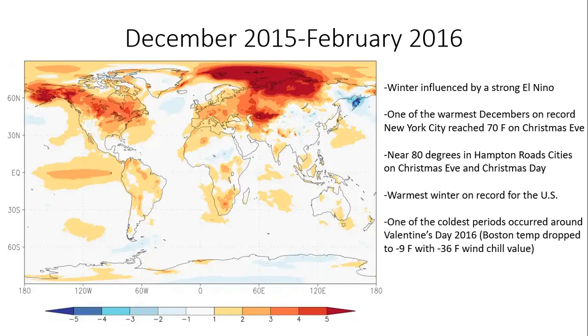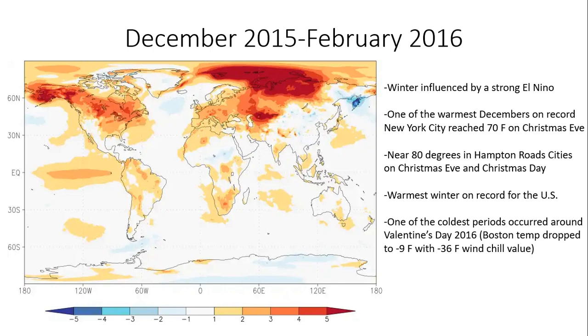Winter was influenced by a strong El Nino. It was one of the warmest Decembers on record for New York City. It reached 70 degrees on Christmas Eve. And I remember this one particularly well because, here in Hampton Roads, Southeast Virginia, we had back-to-back 80-degree high temperatures Christmas Eve and Christmas Day.